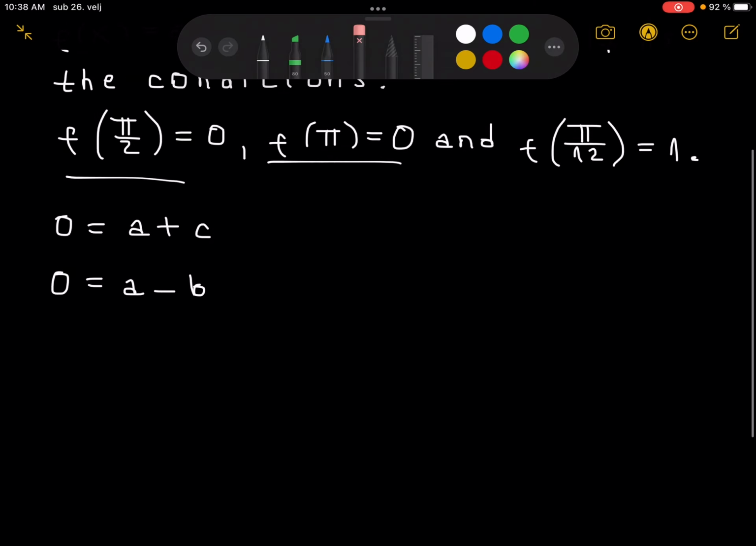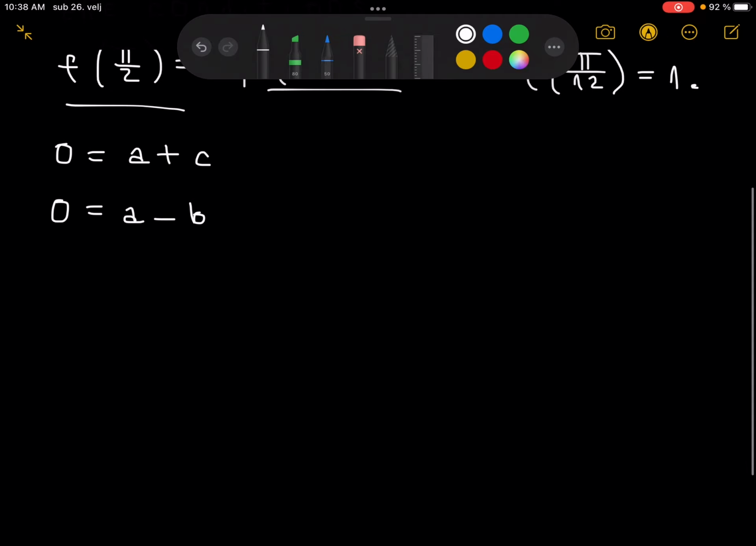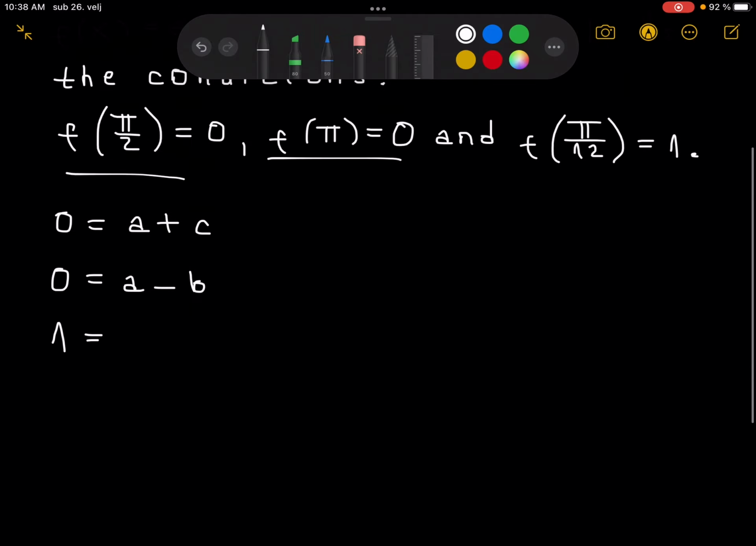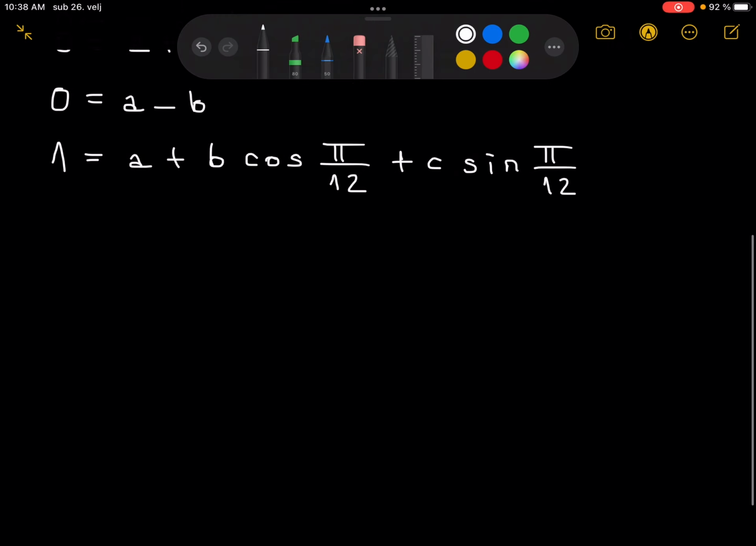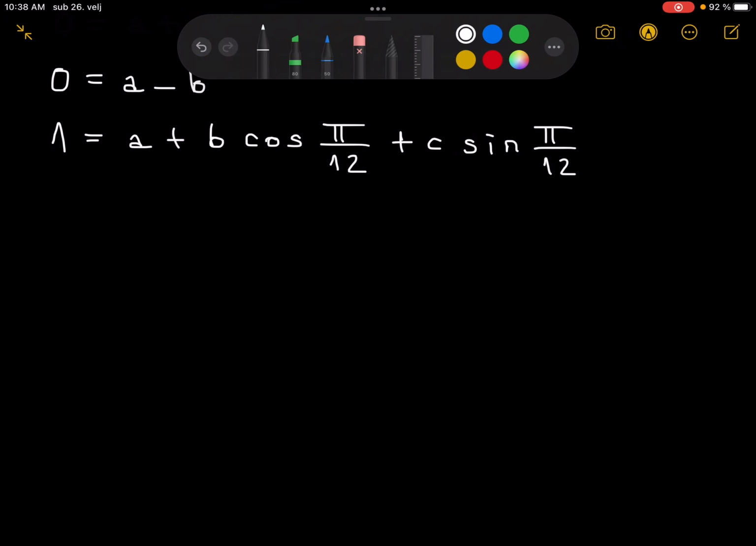And now let's go ahead and do the final one. Instead of f of x, this time we're going to be writing 1. So 1 is equal to a plus b times the cosine of pi over 12 plus c times the sine of pi over 12. Now, before we can write this in a slightly more manageable way, we first have to evaluate the value of cosine of pi over 12 and sine of pi over 12.